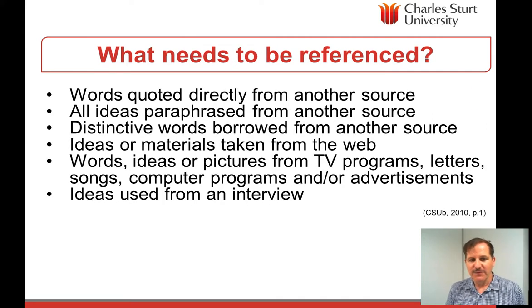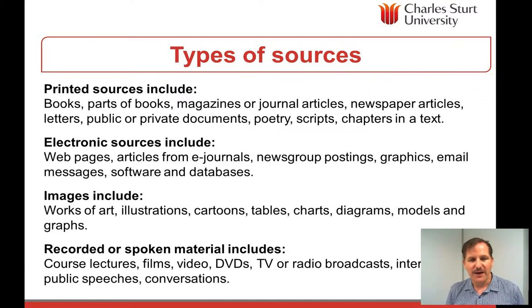So what needs to be referenced? Words quoted directly from another source, all ideas paraphrased from another source, distinctive words borrowed from another source, ideas or materials taken from the web, words, ideas or pictures from TV programs, letters, songs, computer programs, and advertisements, and ideas used from an interview. The sort of things we can cite and use in our essays are quite limitless. But the trick is you use the most authoritative source that you can find, the source that helps you address the particular problem in your assignment. If you're citing someone, make sure you cite someone that you think is an authority in that particular area of, say, marketing or accounting.